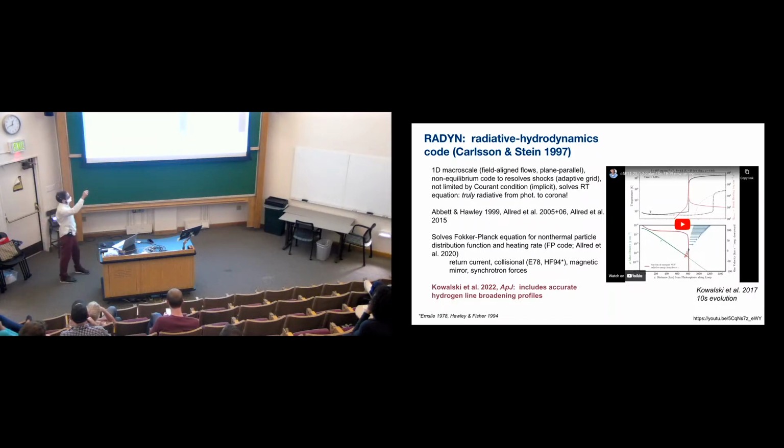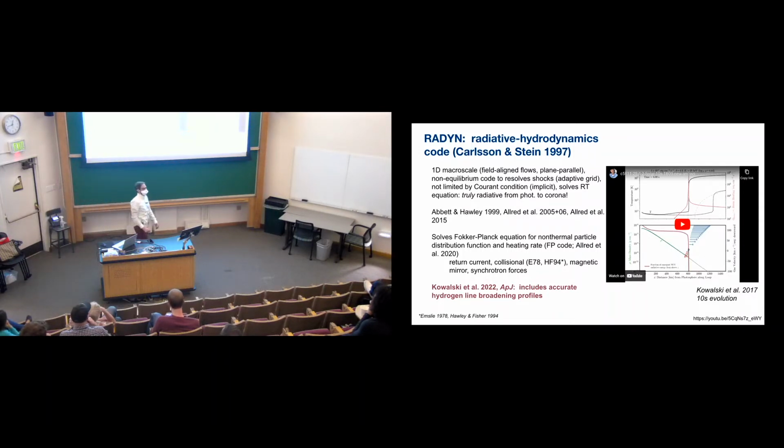And here's why it's so awesome. It's 1D on the macro scale, okay, but it has a lot of interesting physics. Its energy equation has many, many, many terms. And it has many, many, many equations. So field-aligned flows, that's what we mean by 1D macro scale. Plane-parallel radiative transfer. We resolve shocks. It has a really, really nice scheme for its adaptive grid.